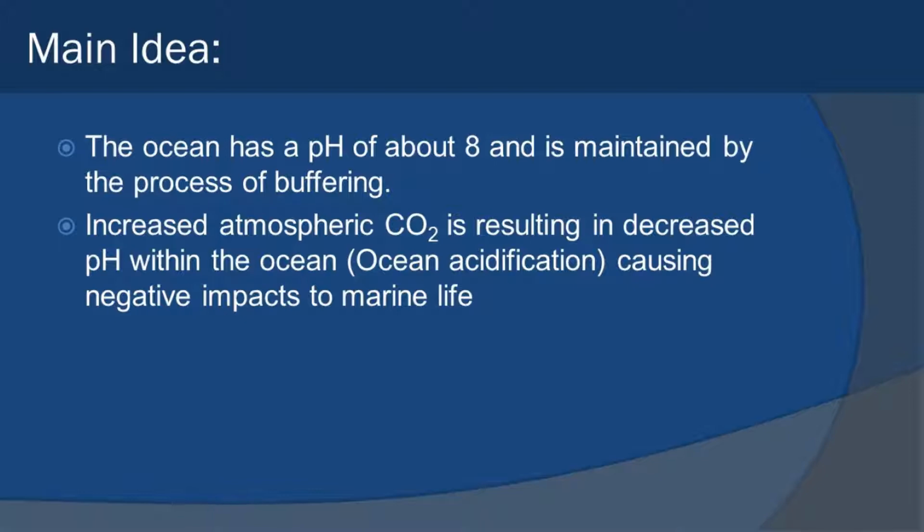So here are your main ideas. First, the ocean has a pH of about 8 and is maintained by the process of buffering. Also, increased atmospheric CO2 is resulting in decreased pH within the ocean, which is called ocean acidification, causing negative impacts on marine life.